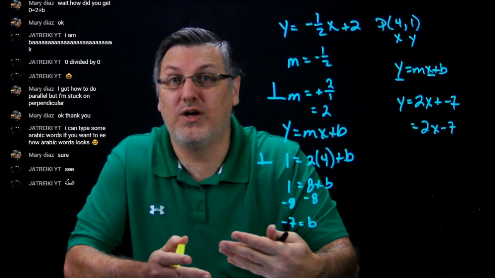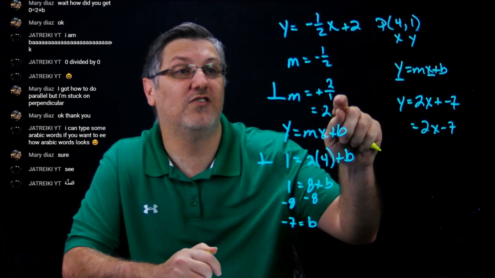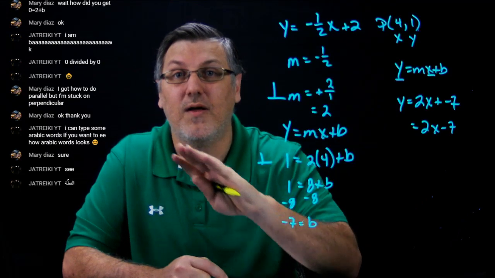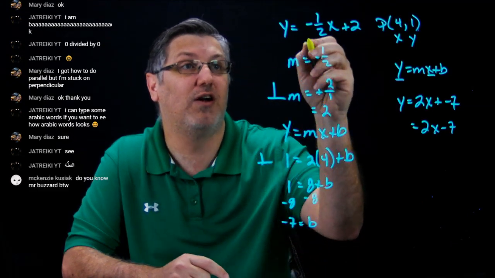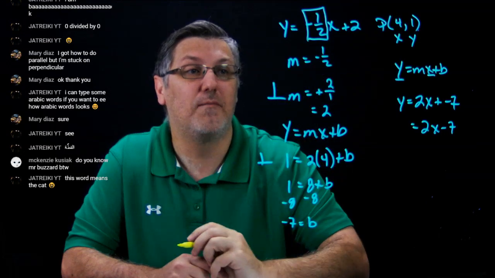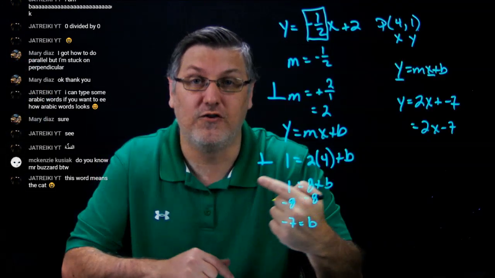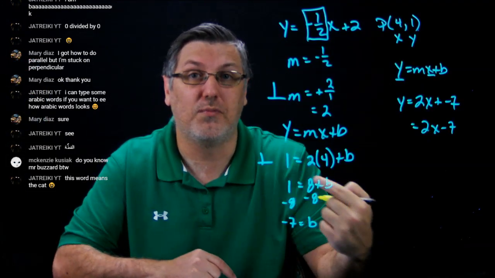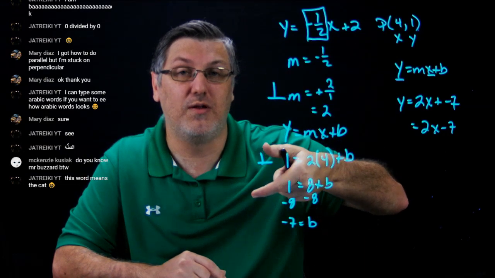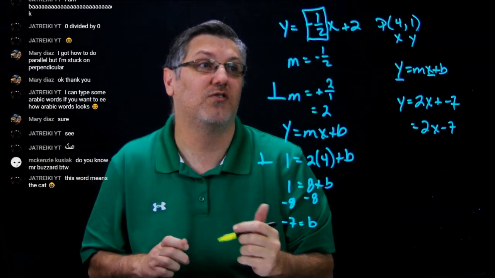The only difference between how you find the parallel and perpendicular lines is the slope. The key to this is parallel slopes are the same that you have right here. And perpendicular, you change the sign. If it's positive, it goes negative. If it's negative, it goes positive. And you take the fraction and you flip it upside down. That's the only difference.